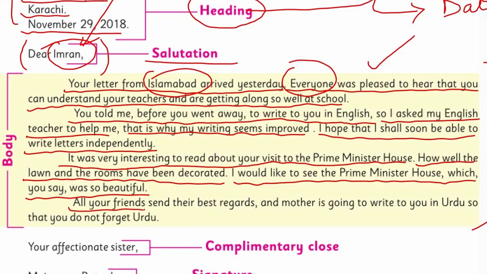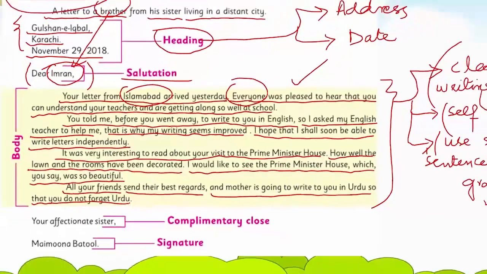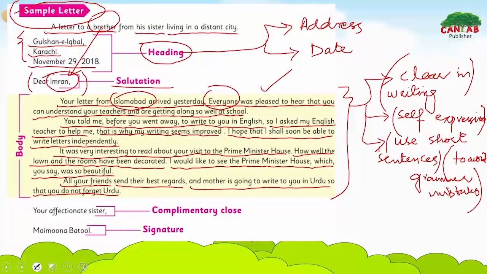All your friends send their best regards and Mother is going to write to you in Urdu so that you do not forget Urdu. Yes, here his sister is going to tell him that all his friends are sending their best regards to him and his mother is going to write the letter in Urdu, so he should not forget the language Urdu also. Here is the complimentary close.